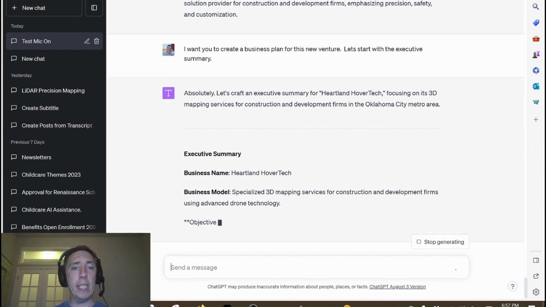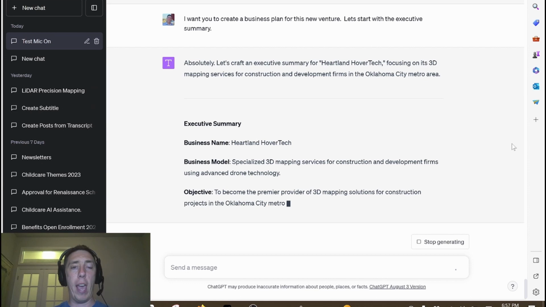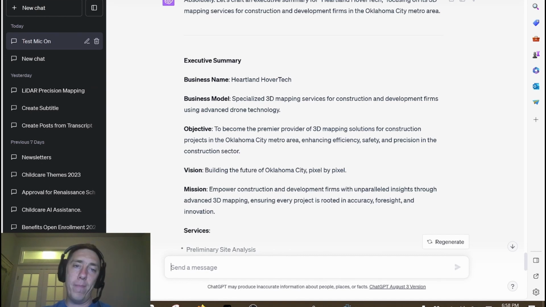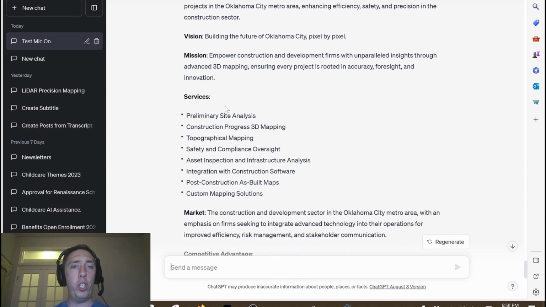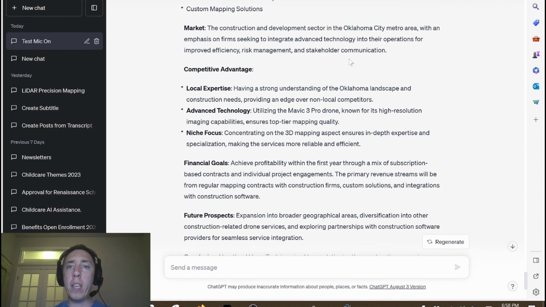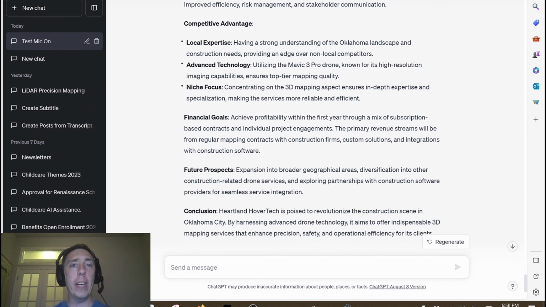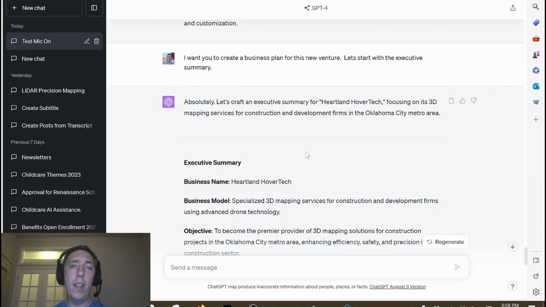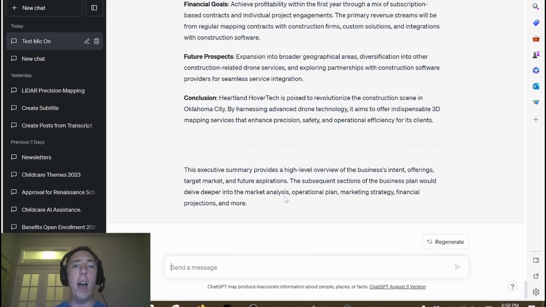So executive summary, business name, business model, objective. Okay, so far so good. All right, so this is what we got. So executive summary. This is not really the way that I would craft it, but it definitely works. So we have the business name right here, the business model, objective, right? The vision, the mission, services. Okay, those are the same services we had before. The market, competitive advantage, local expertise, advanced technology, niche focus. Okay, those are the advantages that it's saying that we basically have. This is really the USPs that we were talking about earlier. Financial goals right here, future prospects, and of course the conclusion. So this is really basic as far as the executive summary, but it's definitely a good start.